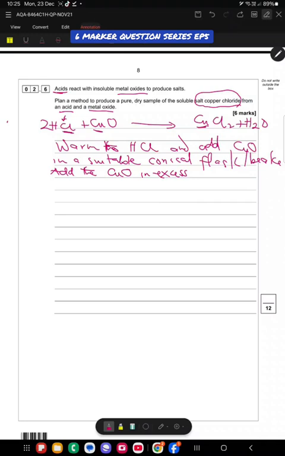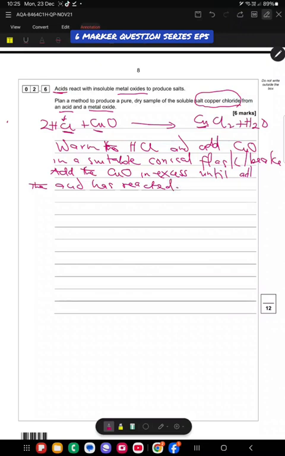And why are we doing this? So that we make sure all the acid has reacted. So add the copper oxide in excess until all the acid has reacted.